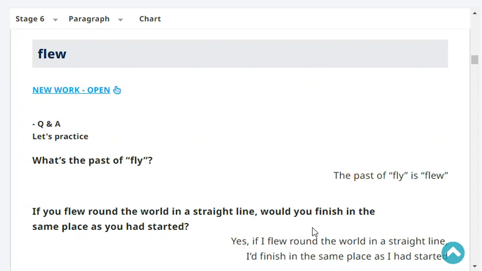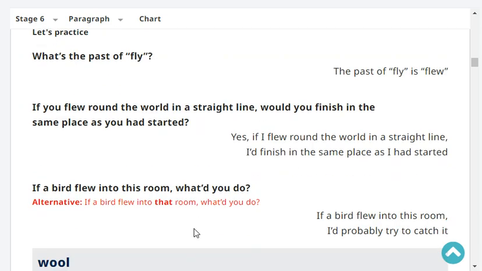What's the past of fly? The past of fly is flew. If you flew round the world in a straight line, would you finish in the same place as you had started? Yes. If I flew round the world in a straight line, I'd finish in the same place as I had started. Very good.